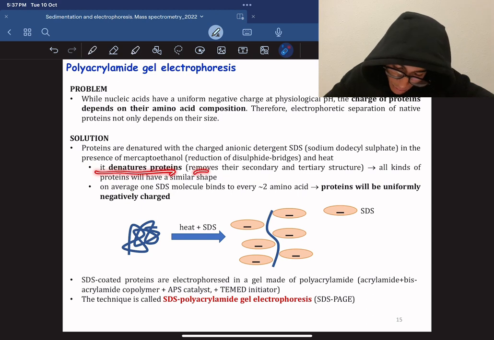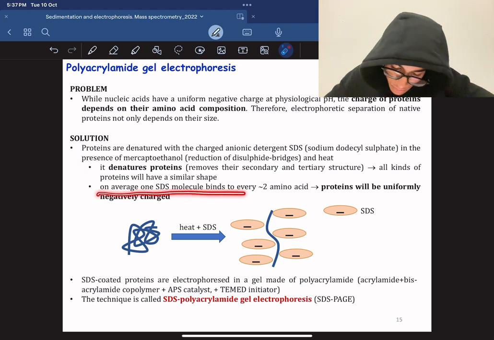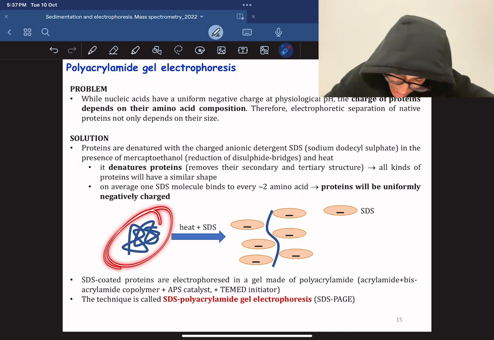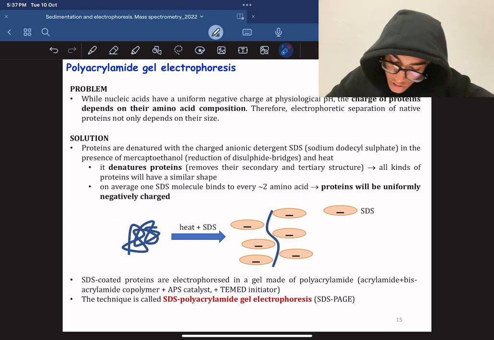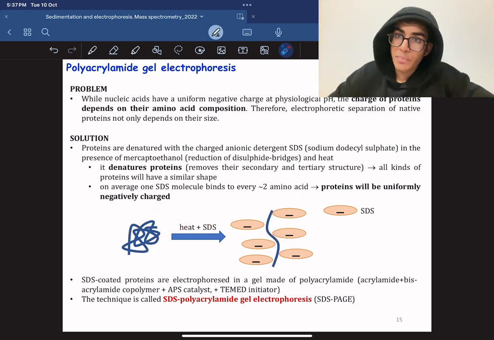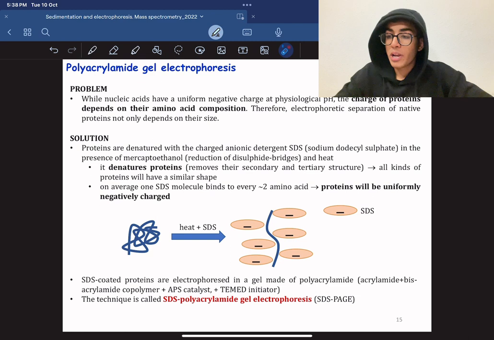So it denatures the protein, removing the secondary and tertiary structure. All kinds of proteins will have a similar shape. On average, SDS molecules bound to proteins will be uniformly negatively charged. So this is a protein which is not denatured, but on denaturing, they lose their folded shape. You must have learned the primary, secondary, and tertiary structures of a protein. So finally they come to their primary state, and all of them have an evenly spread out negative charge. Now we are ready to separate them on the basis of their molecular weight.